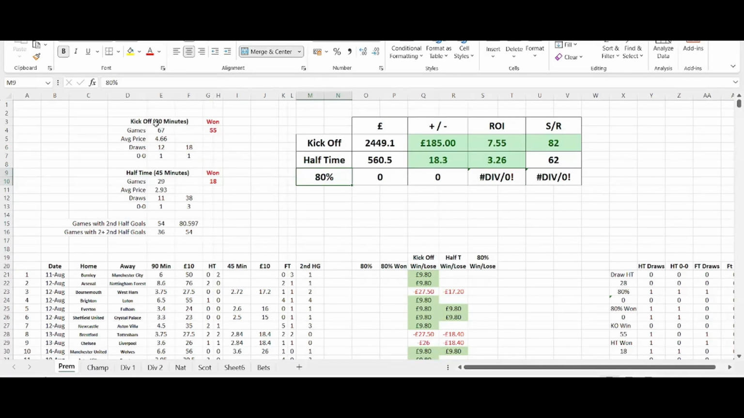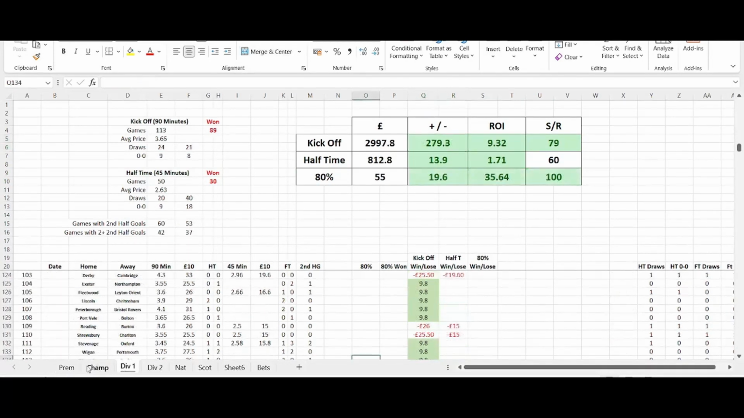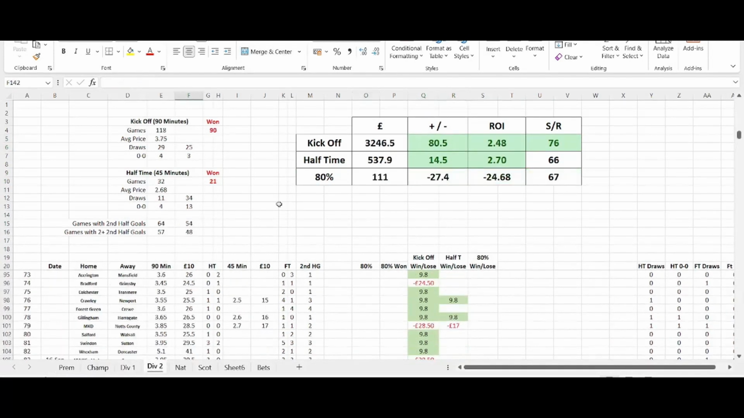So at the moment in the Premier League, there's an 82% strike rate already, which is really good. That's why it's got £185. If I try and get, I don't know, Division, no, that's not a good one. Division 2. As you can see, this one here is bang on average, 25%, 26, and as you can see, it's barely making anything. So 75% is your benchmark or higher to be in profit.